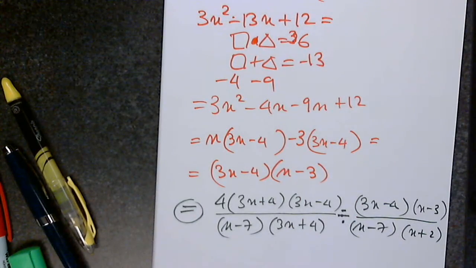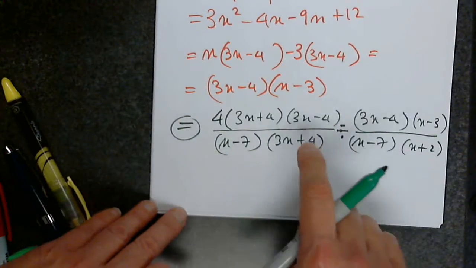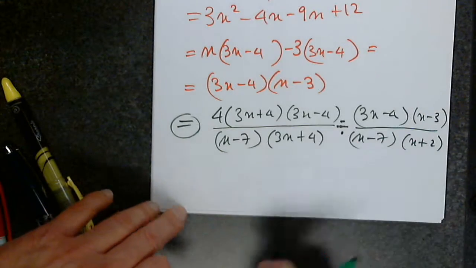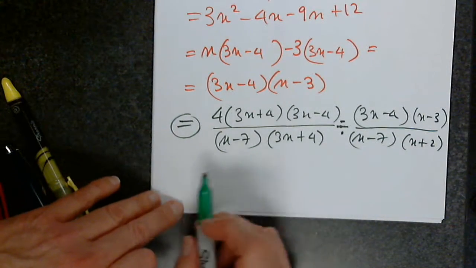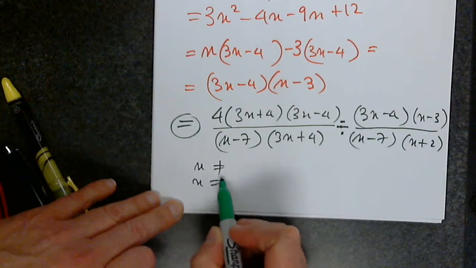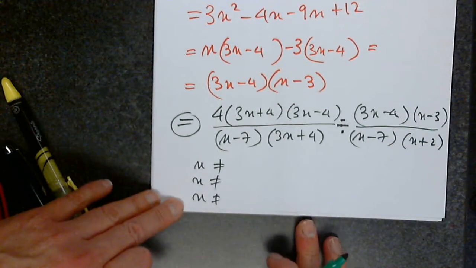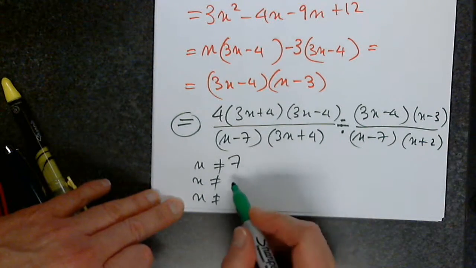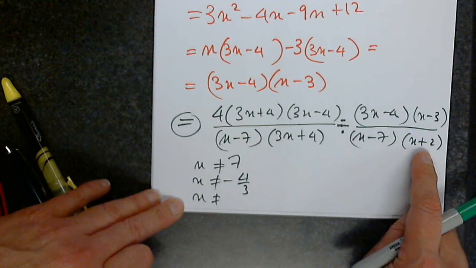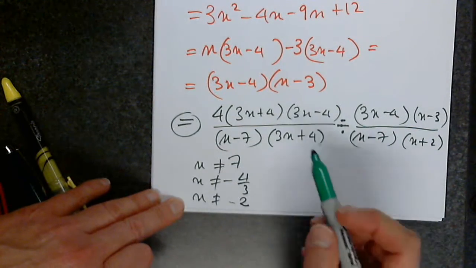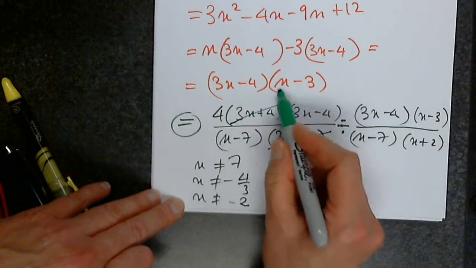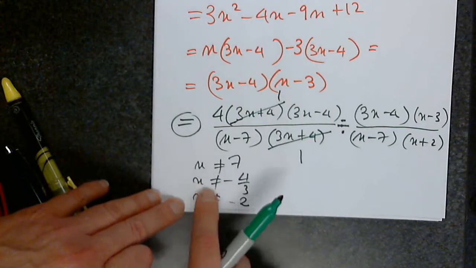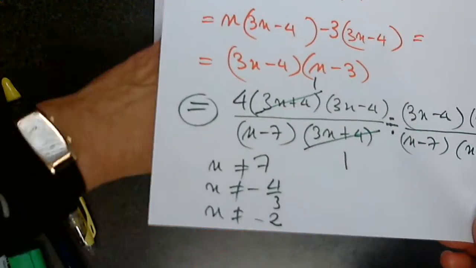At this point in time, I have to state restrictions, and then I will change it into a product before I simplify. So n does not equal 7, n does not equal negative 4 thirds, we have to move it to the other side, and n does not equal negative 2. Now I can simplify the fraction itself. I cannot simplify across in a division, but the fraction itself, after I state restrictions, I can. I am allowed to simplify.